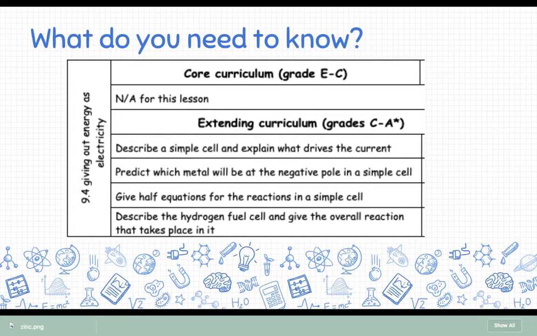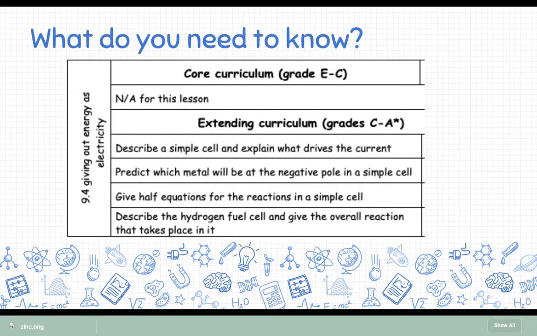You also need to be able to predict which metal will be at the negative pole. You'll notice that we're using the term negative pole and positive pole rather than anode and cathode, but more about that later. You need to be able to give equations, so half equations for both sides of the simple cell, and then an overall equation. For that, we just apply our redox half equation writing rules that we already know about.